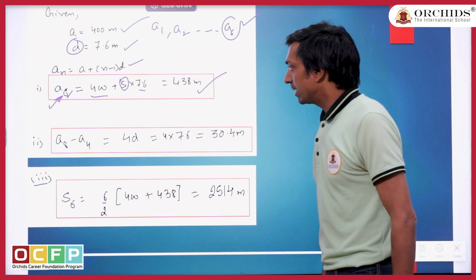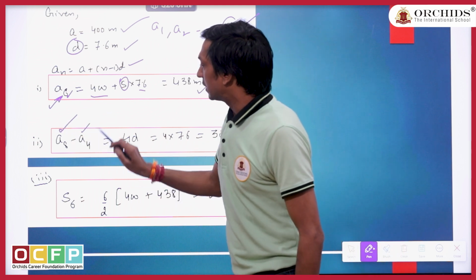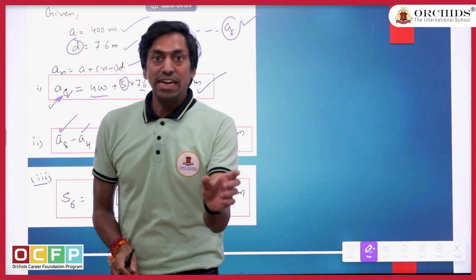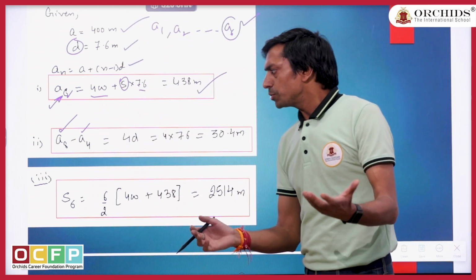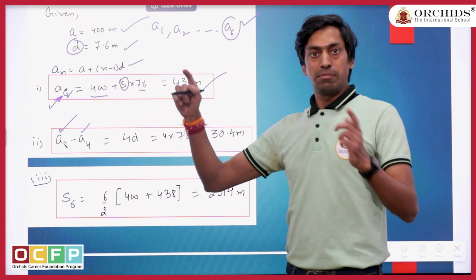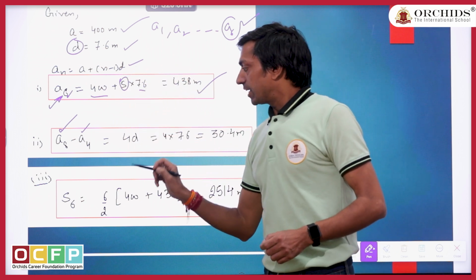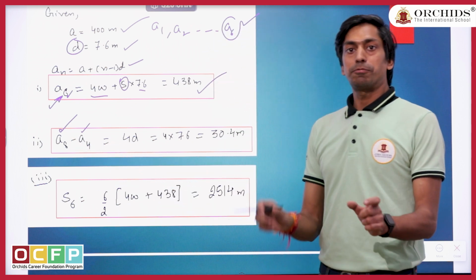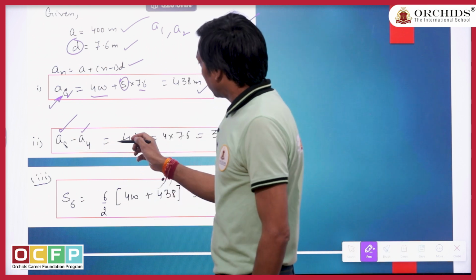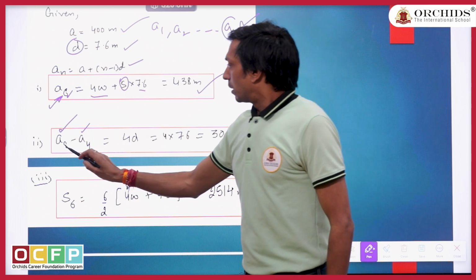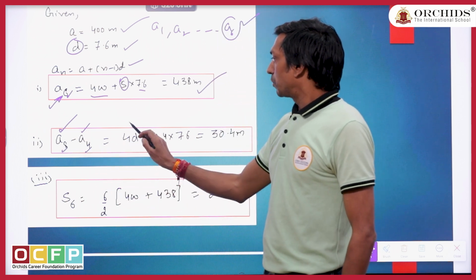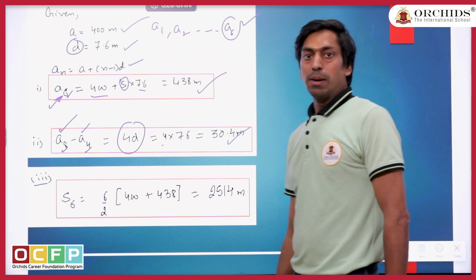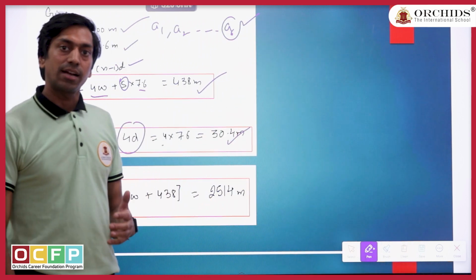Now the second question: they are asking what is the difference between the length of the eighth track and the fourth track, means the difference of the eighth term and the fourth term. You can use the normal method also, a plus (n minus 1) into d for the individual terms A8 and A4, then you can solve. Or directly, when two terms of an AP are subtracted, the difference comes out to be the number of terms difference into d. So it comes out to 4d. So 4 into 7.6 gives you 30.4 meter, the difference between the length of the eighth track and the fourth track.